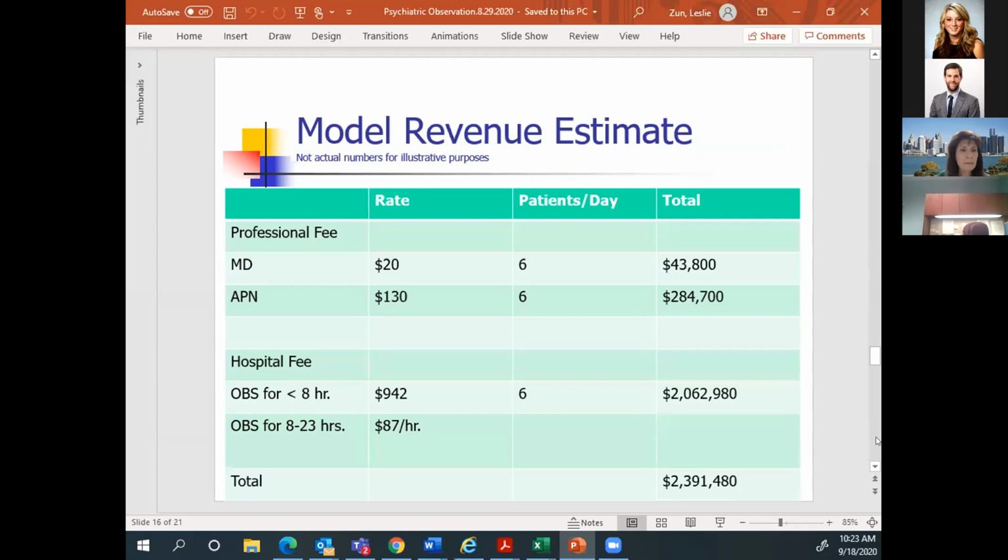So, let's just spend a couple minutes talking about what revenue and expenses look like, if we look at this one model, and again, these numbers are made up. They are not numbers from a specific psych obs unit. So if the physician doesn't see every patient and does some observation, the average would be about $20 of reimbursement over the 6, and it's based on a minimum of 6 patients, and the staffing's based on a minimum of 6 patients. And if you have more, then you're going to look at more money. And you can see professional fees will bring in maybe a little over $300,000, and hospital fees will bring in about $2 million for an average of 6 patients per day. So you have the potential revenue of about $2.4 million.